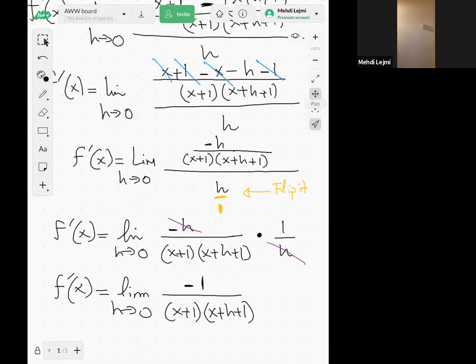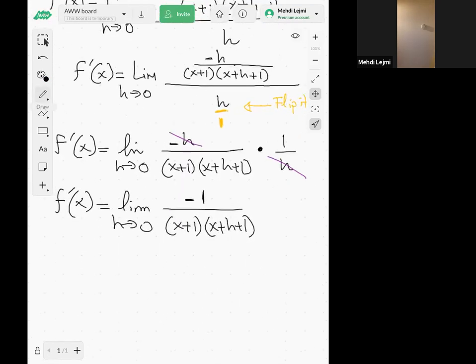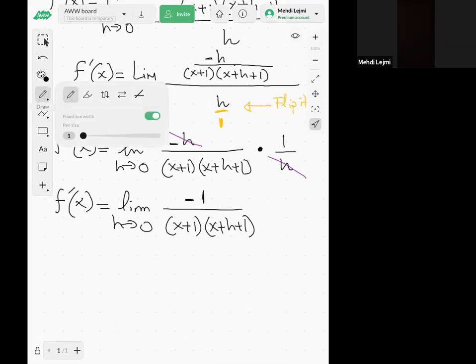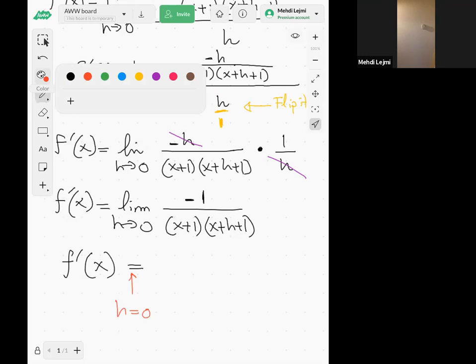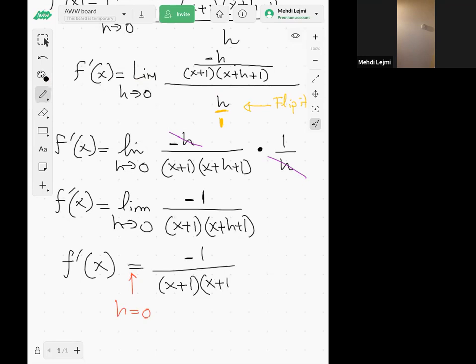All we have to do is replace h by 0. So f prime of x is negative 1 over x plus 1 times x plus 0 plus 1, which is x plus 1, so that'll be negative 1 over x plus 1 squared. That's the f prime of x. So just be careful with the fractions, guys, when you need to get a common denominator and when you divide fractions. Okay, so that's f prime of x.